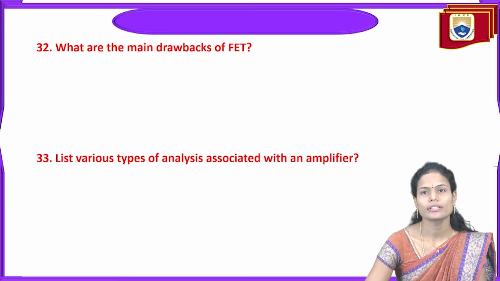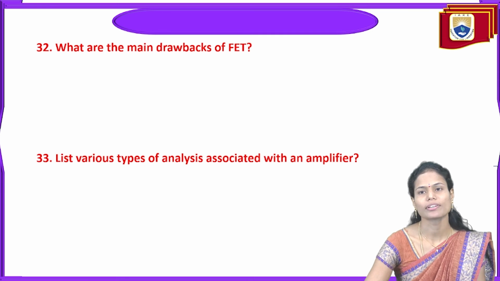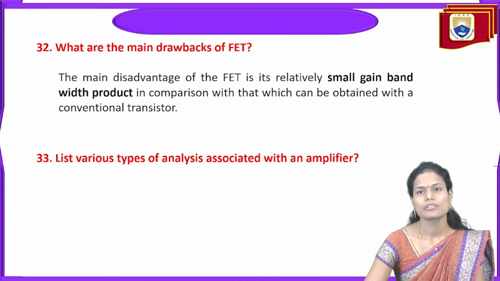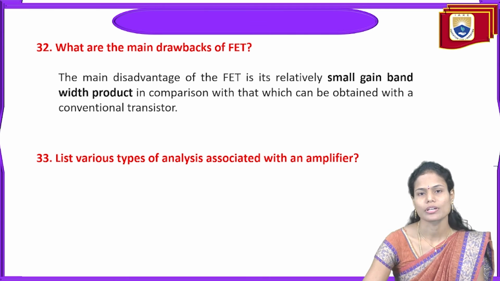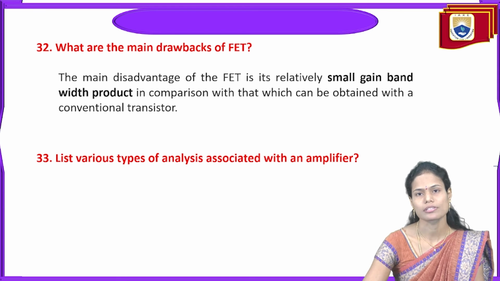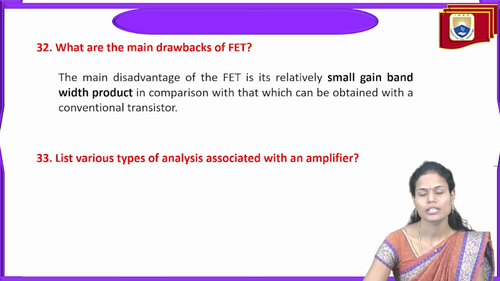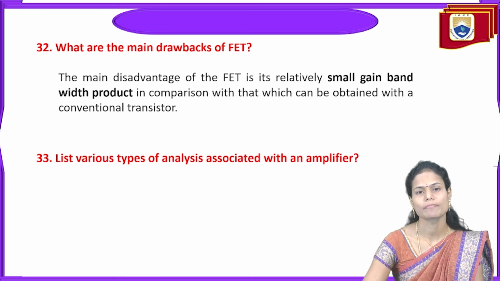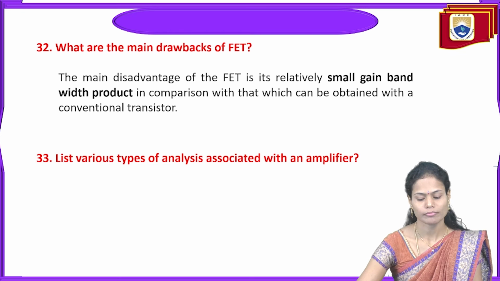And next, what are the main drawbacks of the field effect transistor? The main disadvantage is that it has a very small gain bandwidth product in comparison with the normal bipolar junction transistor. A very small gain bandwidth product means it can amplify only a very limited range of frequency signals. For the remaining signals, it will provide distortion as well as noise. That is the drawback of the field effect transistor.